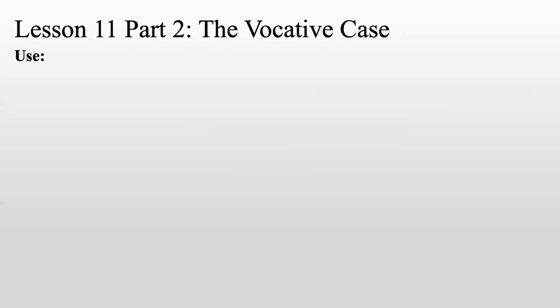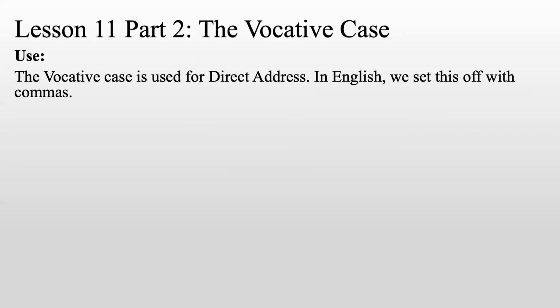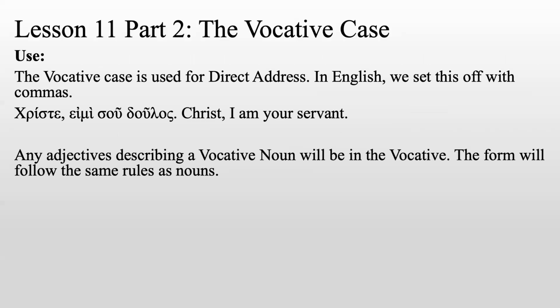Now, use. What does the vocative case do? The vocative case is used for direct address, and in English, we set this off with commas. So, Christe, eimi sou doulos. Christ, I am your servant. Christ is this person we're speaking to, so we're calling his name as part of talking to him. That is direct address. And you'll see it's not really related to anything else in the sentence.